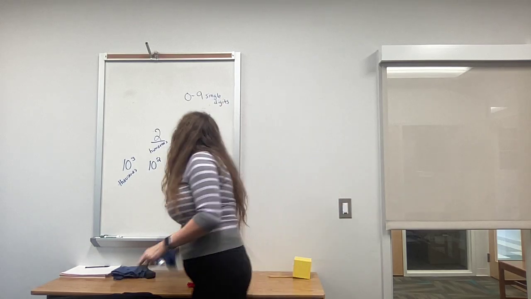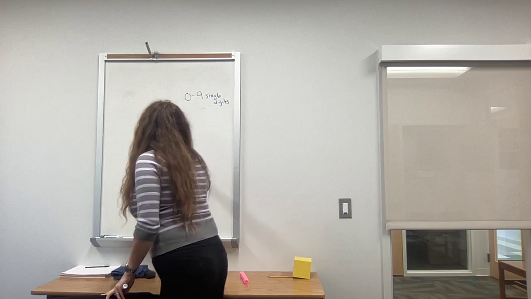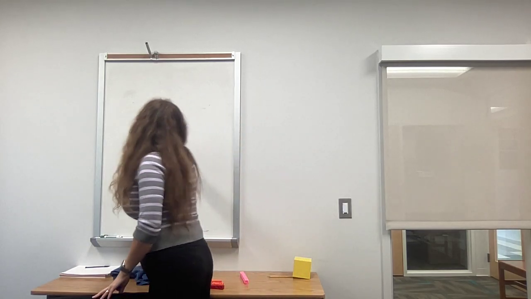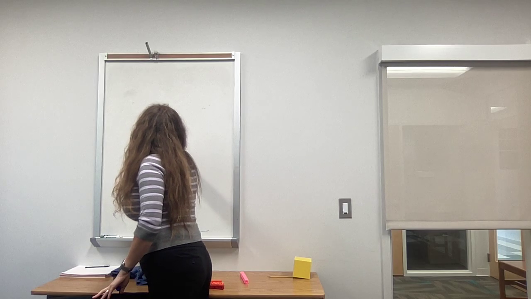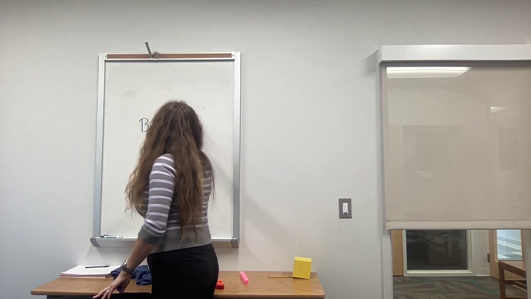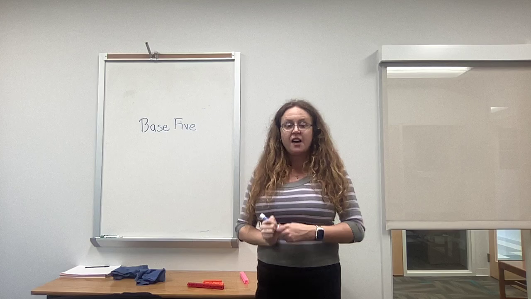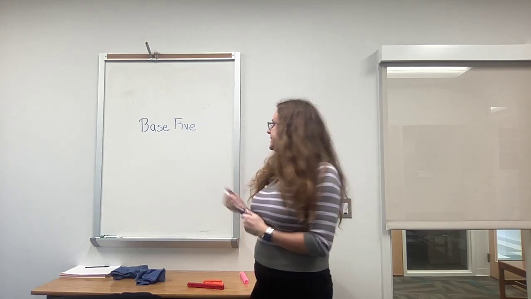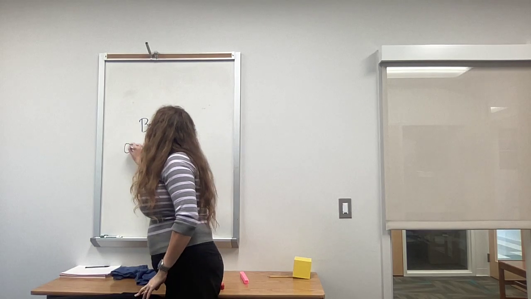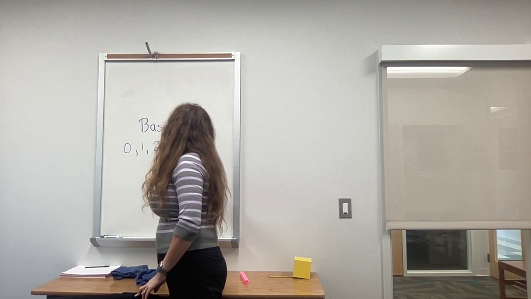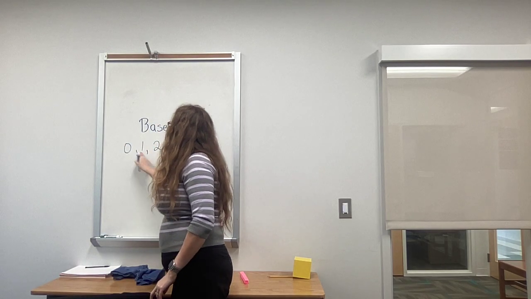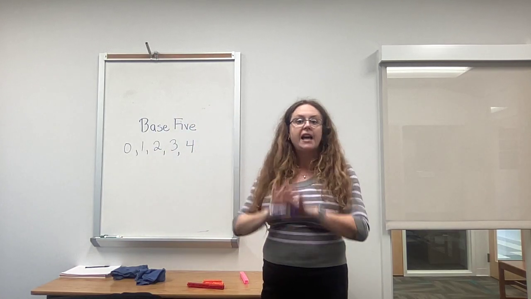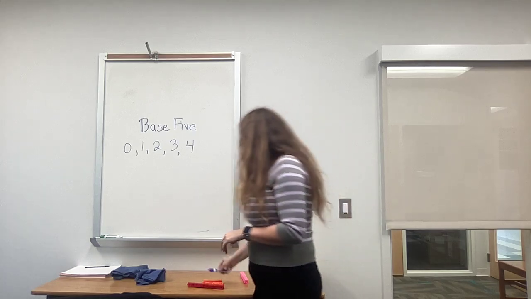I'm going to change that now. We are no longer going to be in base 10. We are going to be in base 5. To be in base 5 means we only have 5 single digits, the first 5 single digits we see. So 0, 1, 2, 3, 4. Those are the only single digits I have. I cannot use any other single digits.